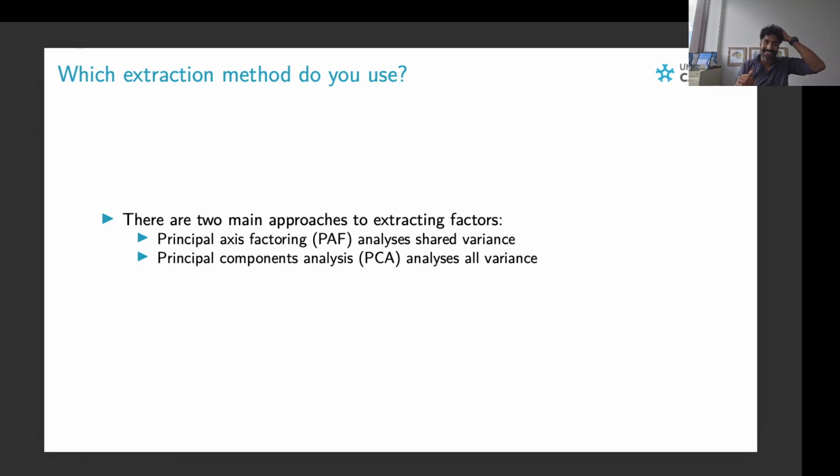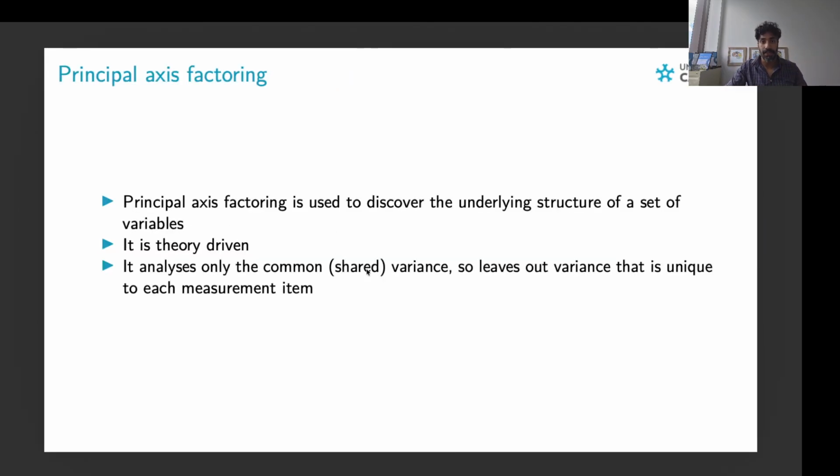Which extraction method do you use? There are two main approaches to extracting factors: principal axis factoring analyzes shared variance, and principal component analysis analyzes all variance. So the key takeaway is, if you're analyzing the shared variance of factors, you're using principal axis factoring. If you're analyzing all the variance using principal components analysis, don't worry if that doesn't make sense. I'm going to go into it in detail now.